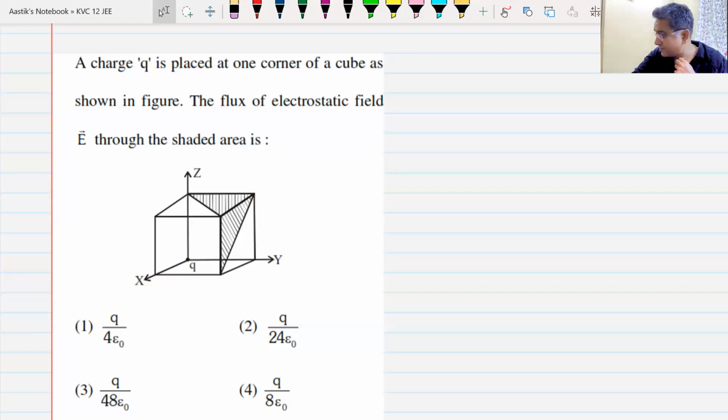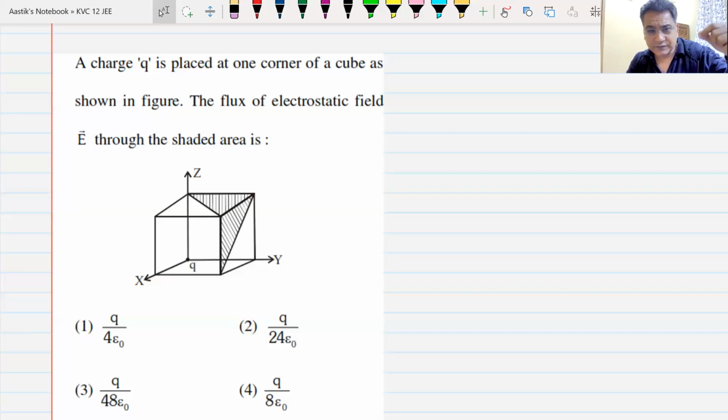Option 2. Option 2, Q by 24 epsilon naught. How did you get it? Q by 24. That is correct. Q by 24.